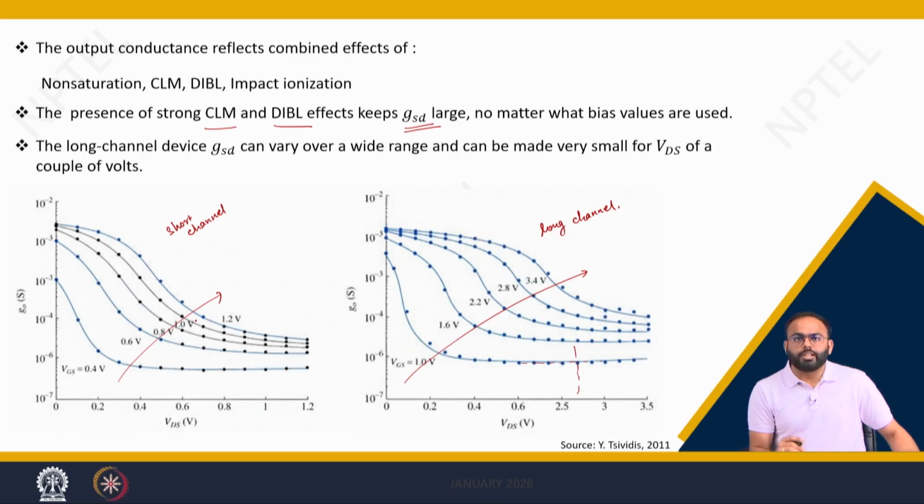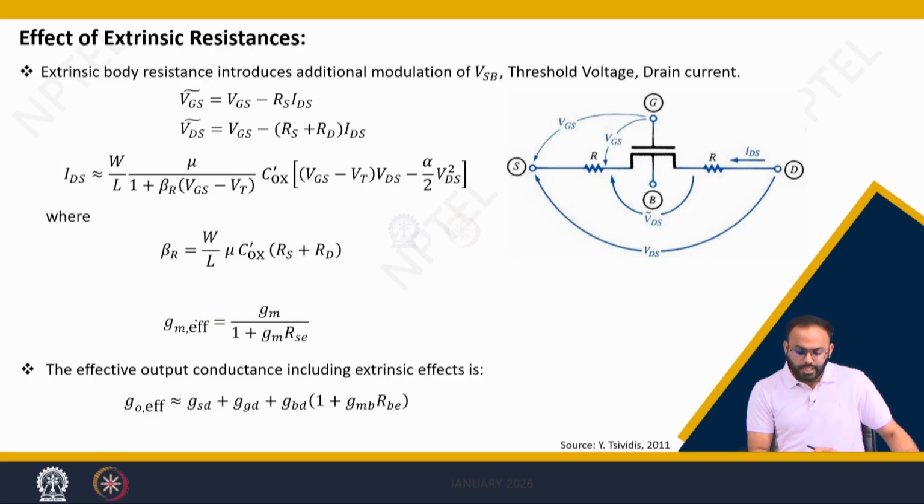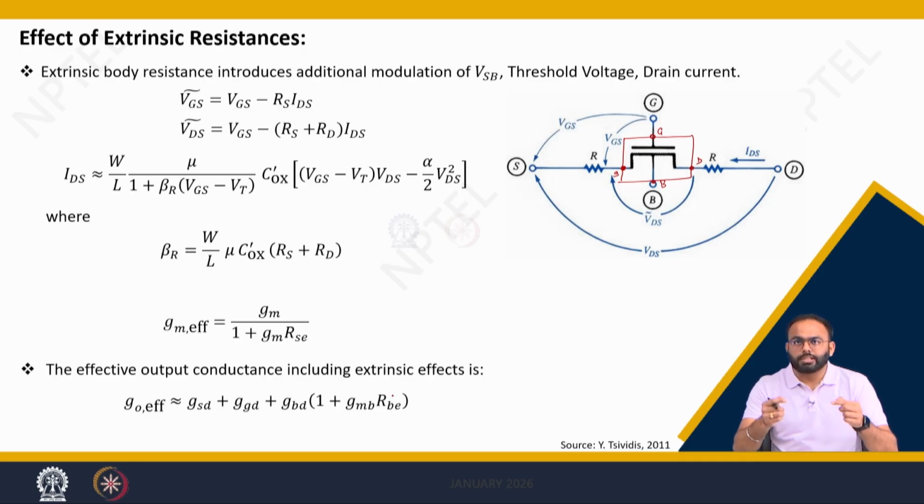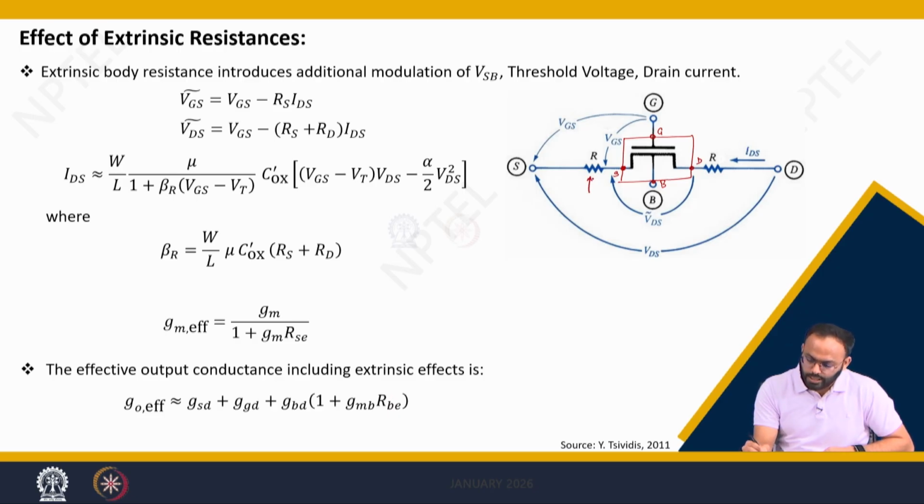In addition to all these parameters, let us see what is the impact of extrinsic resistances. In our previous lectures also, we have seen this MOSFET that we are talking about. This is our source terminal, this is the gate terminal, the drain terminal and the body terminal. But when you connect the MOSFET, there are some extrinsic resistances. These extrinsic resistances come due to doping, due to external wires, etc.